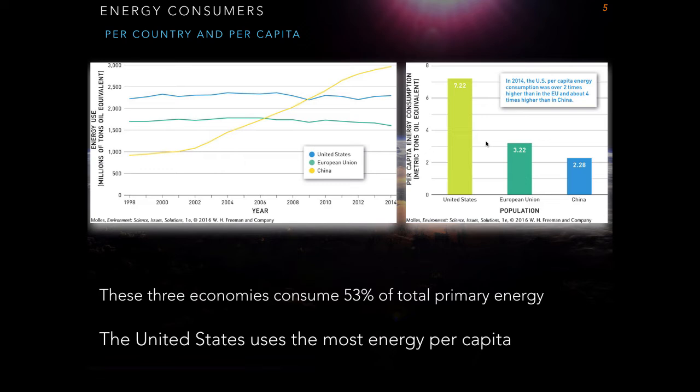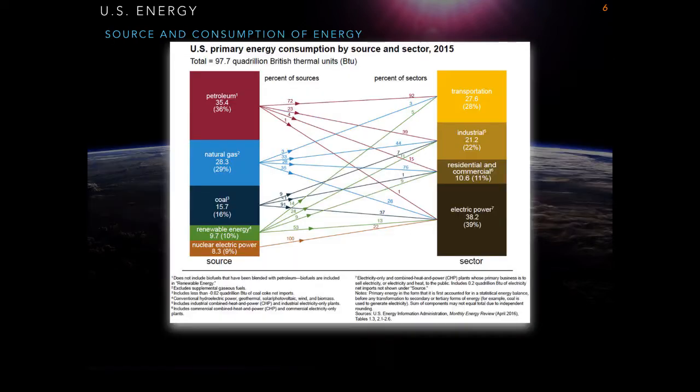How do we use our energy in the US? Well, we use it for electricity, we use it, as you can see right here, for transportation, for our industries, and then for what we call residential and commercial, so mostly cities. What kind of energy we are using for each of those sectors depends.